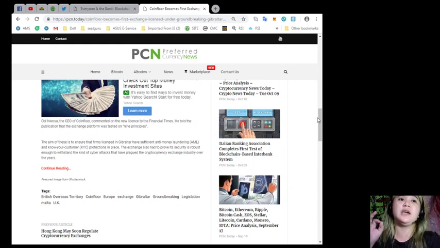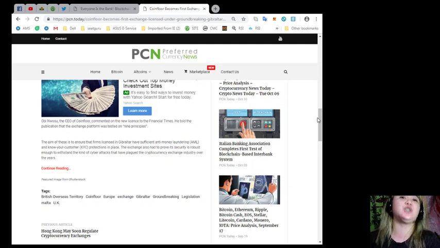So Obi Nwosu, the CEO of CoinFloor, commented on the new license to the Financial Times. He told the publication that the exchange platform was tested on nine principles. The aim of these is to ensure the firms licensed in Gibraltar have sufficient anti-money laundering, AML, and know your customer, KYC, protections in place. That's good to know. We're safe, right?